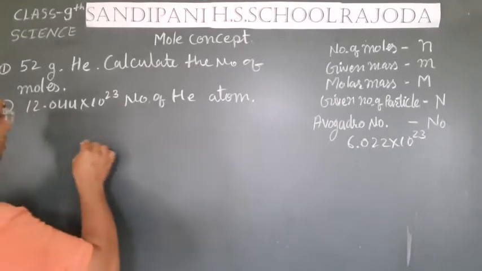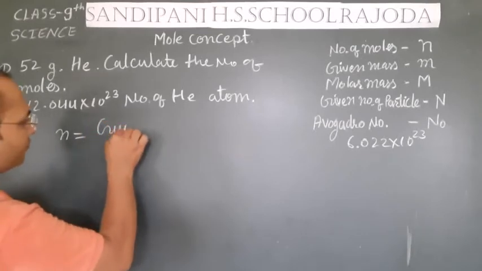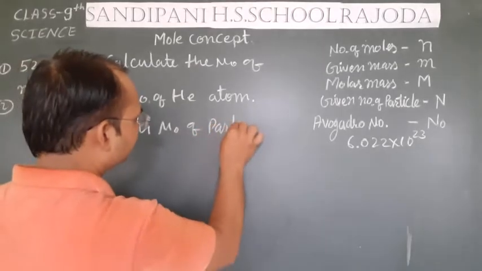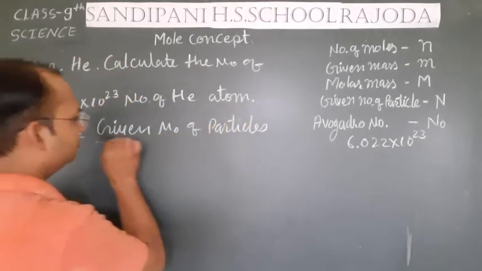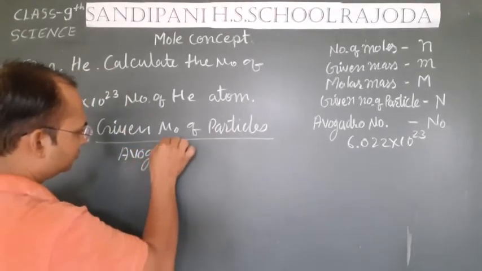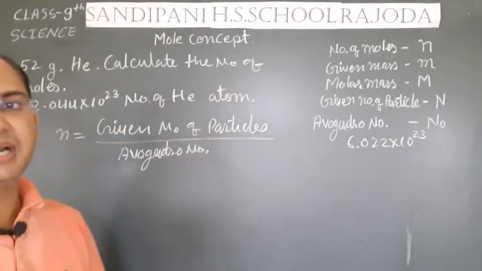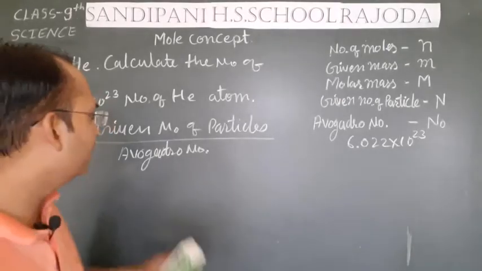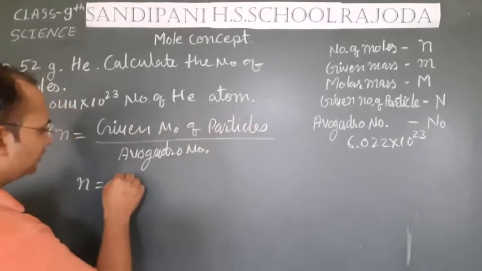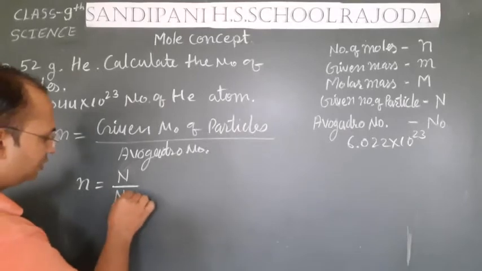Here number of moles is equal to given number of particles upon Avogadro number, or we can say the number of particles present in 1 mole. In this way, this formula can be written as n is equal to given number represented by capital N upon Avogadro number represented by N0.